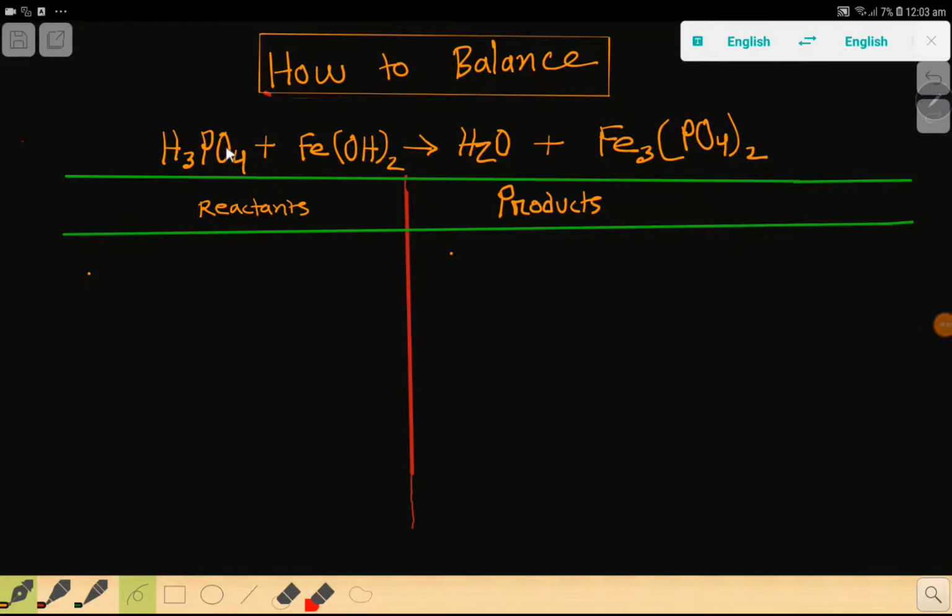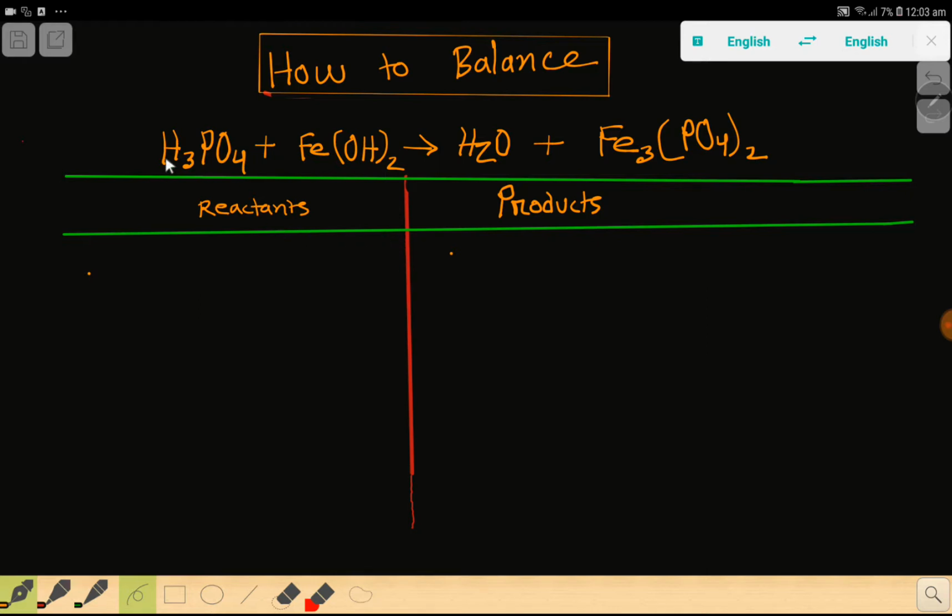Welcome to this class. Today we are going to balance this reaction. This is phosphoric acid, this is ferrous hydroxide or iron 2 hydroxide, this is water, and this is ferric phosphate or iron 3 phosphate. To balance this reaction, at first we have to draw a table like this.